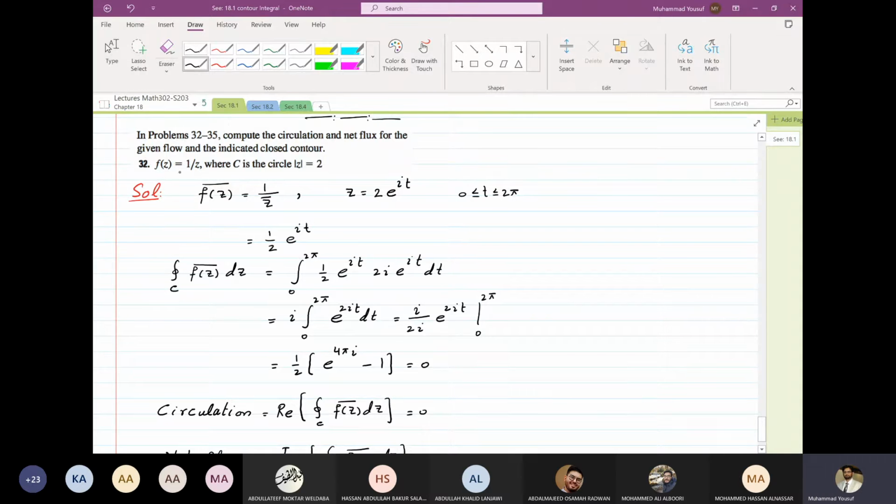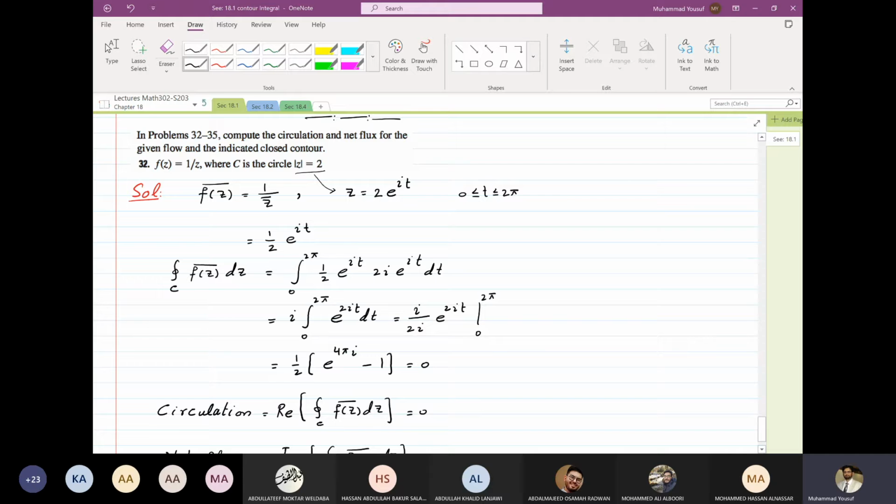So f of z in question 32 here is 1 over z. So f of z bar is 1 over z bar. Now what is z? Its absolute value equals 2. So again here, we will write it in exponential form, e power it. So absolute value of z equal to 2 is z equal to 2 e power it. When we take the absolute value of z, we get 2, and then the absolute value of e power it, that is cosine t plus i sine t, is equal to 1.